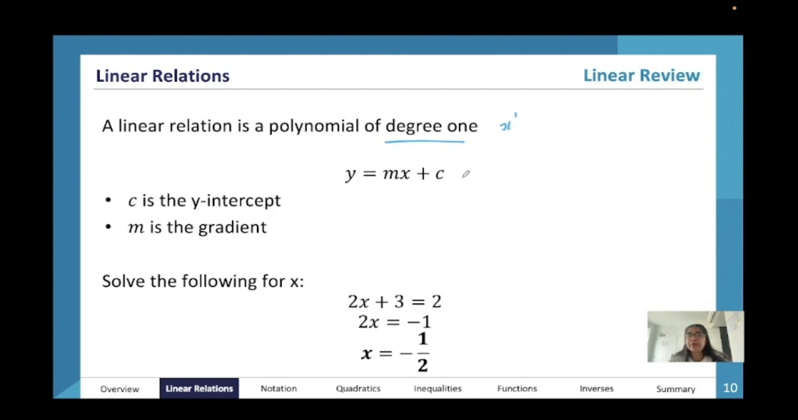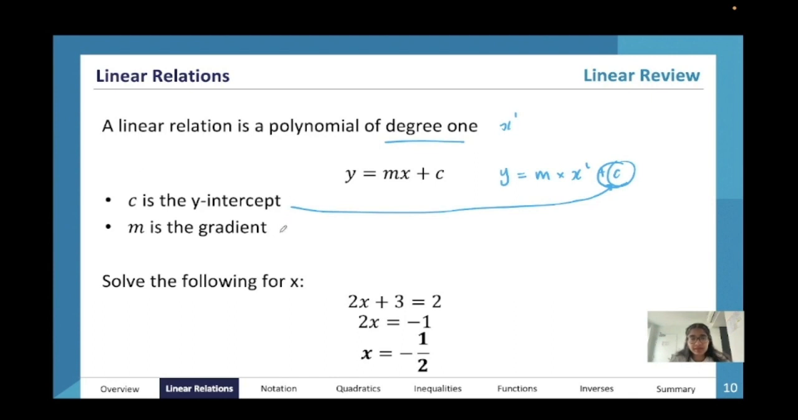So y equals mx plus c is basically y equals m times x to the power of 1 plus c. So that's what's happening here. And here c is your y-intercept. Or actually, I should have circled the plus c. So plus c is your y-intercept. You can have a negative y-intercept, positive y-intercept, doesn't matter. And remember, the y-intercept occurs when x equals 0. So let's say we substitute x equals 0: m times 0 plus c, y equals plus c.